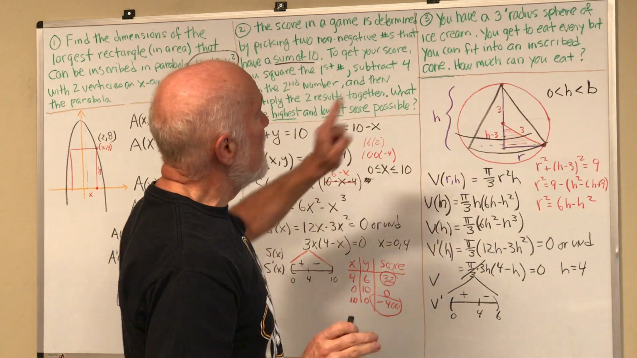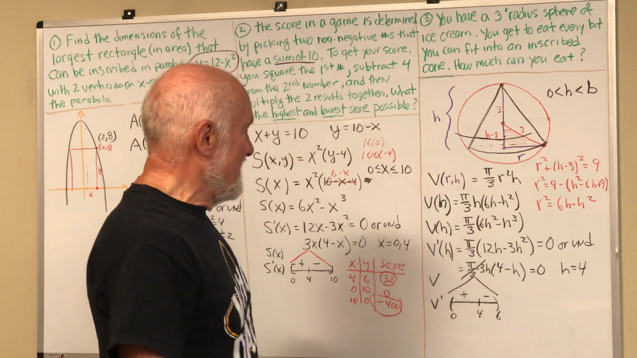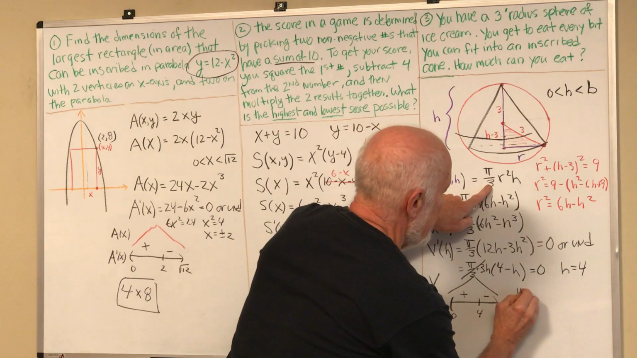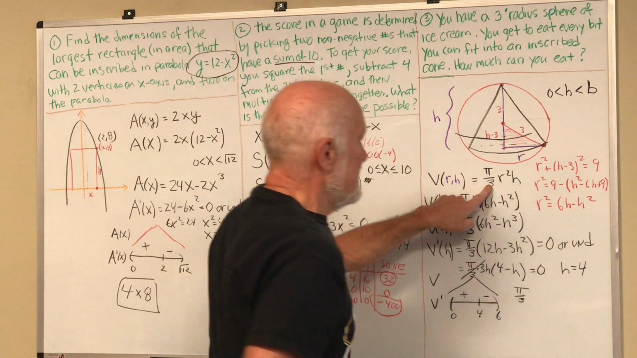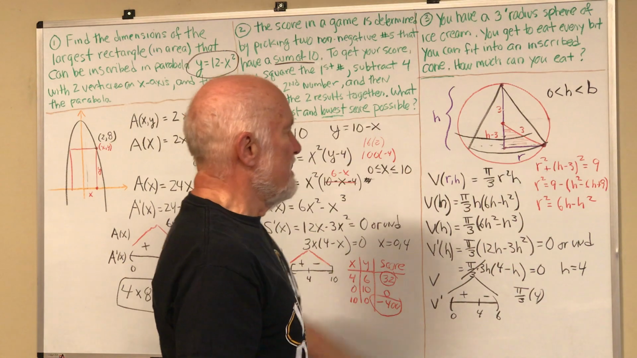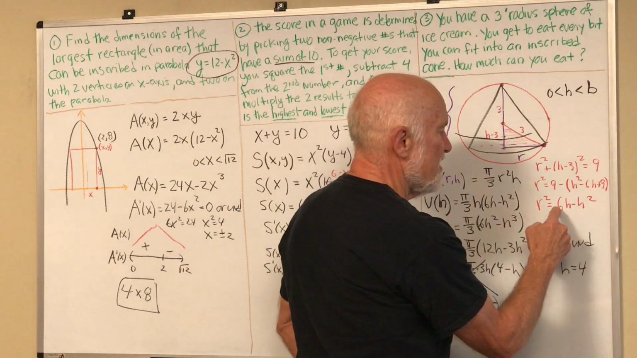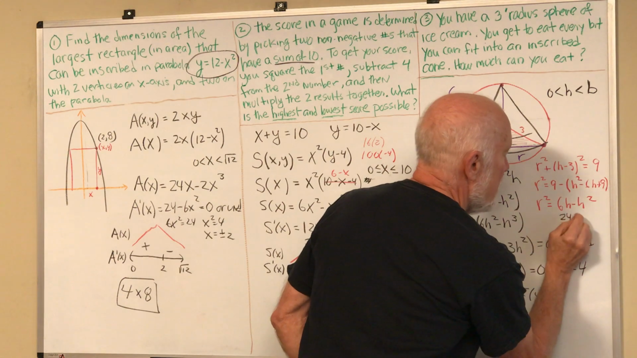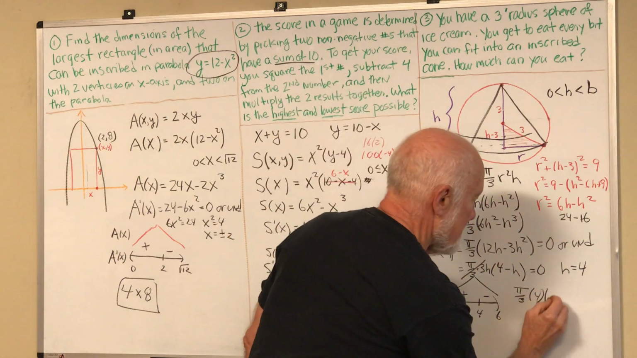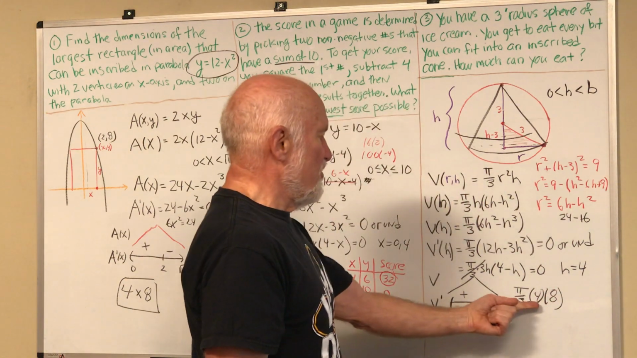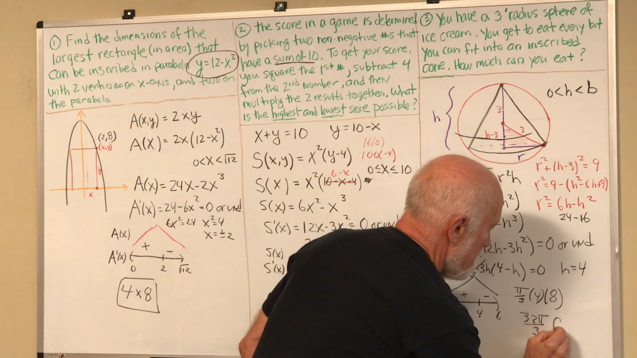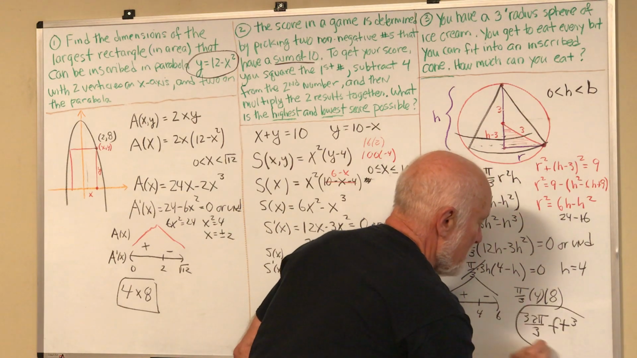Now, we haven't quite answered the question: how much ice cream do we get to eat? So we have to put this back into the volume. So we have pi over 3 times h, which is 4, times r squared. Well, r squared is going to be 6h minus h squared, so 24 minus 4 squared, so that's going to be 8. That's what r squared is. So the total is 32 pi over 3 cubic feet of ice cream.